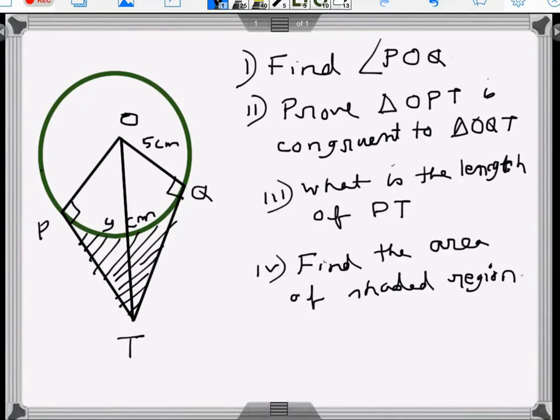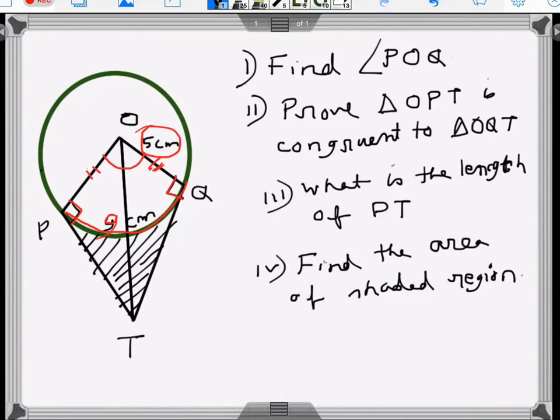In this diagram it is given that line OT bisects the angle POQ. So the angle POQ is bisected by OT. These two angles, OPT and OQT, are right angles. And of course OP and OQ are radii, and the radius is given as 5 centimeters, and the length of this arc is given as 9 centimeters.